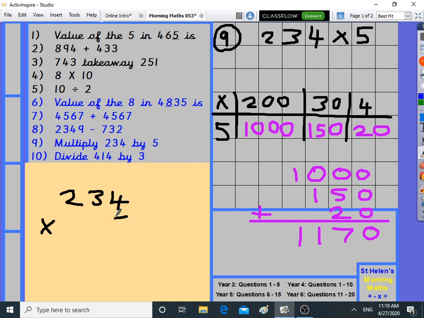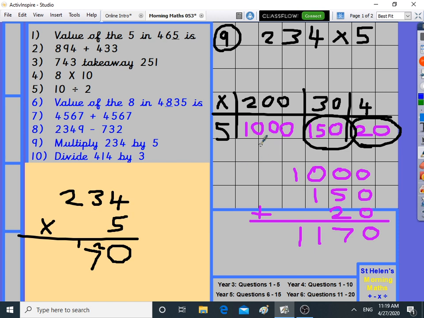I'm going to check that by doing standard method and see if I get the same. 234 times 5. 5 times 4 is 20. You saw that in the previous method there. 5 times 3 is 15. But because it's 3 tens, it's 150. That's that 150 from there. So 5 times 3 is 15, but we add the 2 in this method, and it goes to 17. 5 times 2 is 10, or 5 times 200 is 1,000. That's where that 1,000 is from the other method. 5 times 2 is 10, plus 1 is 11.